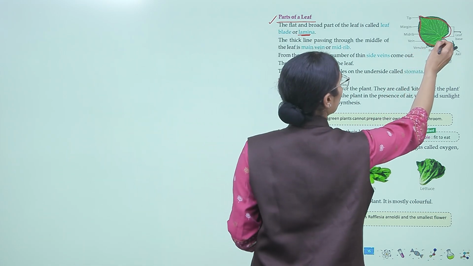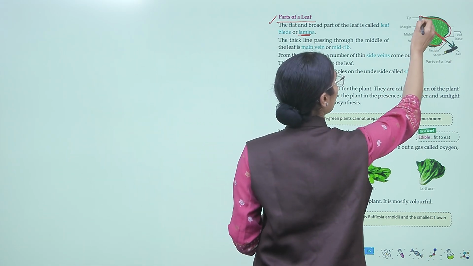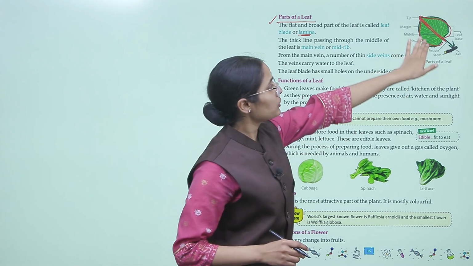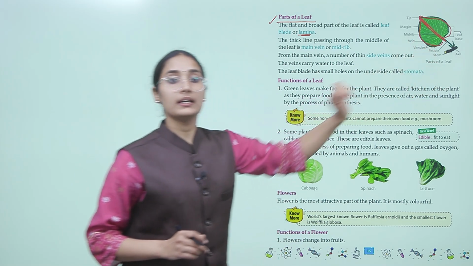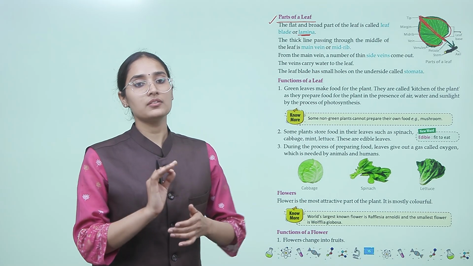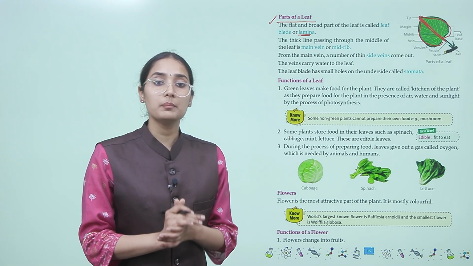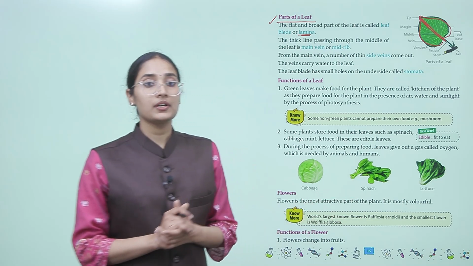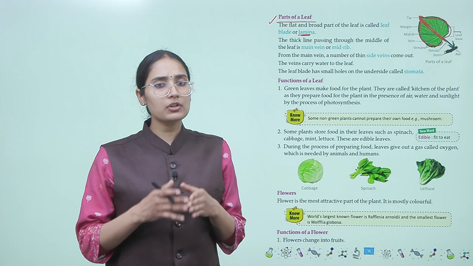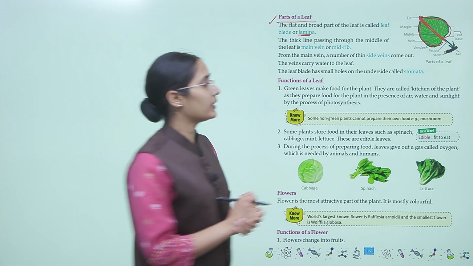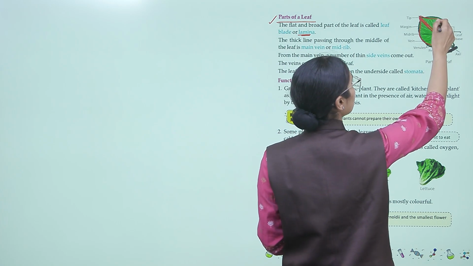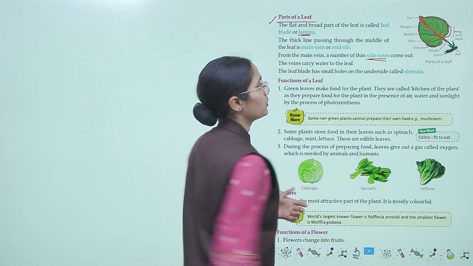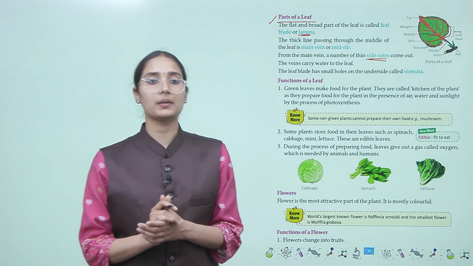The thick line passing through the middle of the leaf is the main vein or midrib. So this part, okay, this is quite thicker as compared to the other ribs, and it is the main vein, okay, or it is called the midrib, right? It crosses from the middle of the leaf. From the main vein, a number of thin side veins come out, right? So we are talking about these thinner side veins, okay, coming out from the midrib.